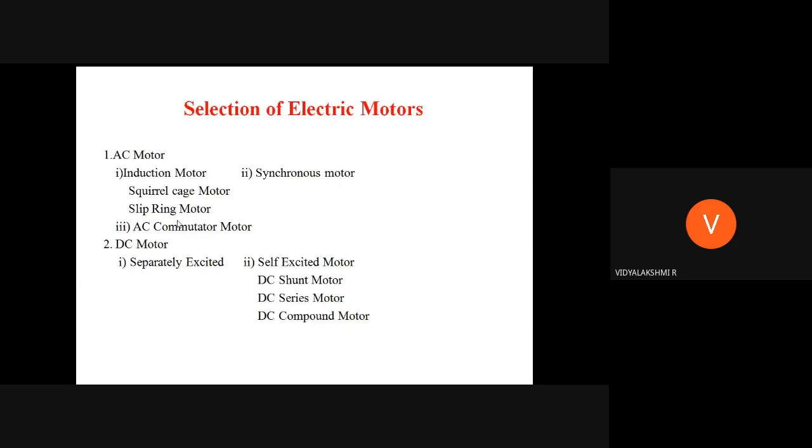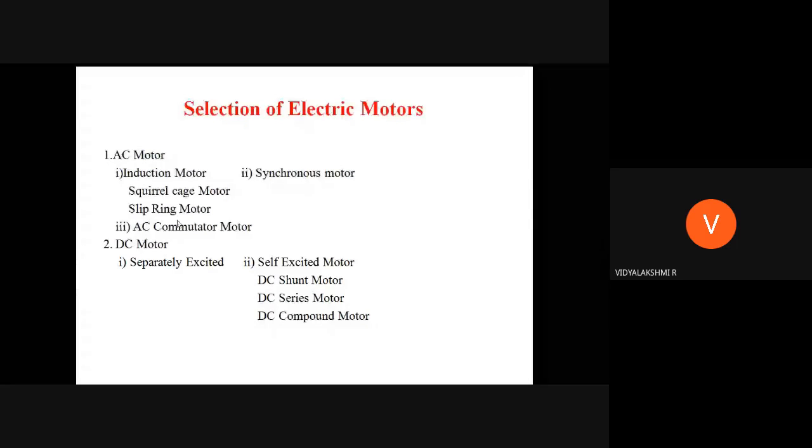The induction motor is further classified into squirrel cage induction motor and slip ring induction motor. I will go with induction motor, followed by synchronous motor. First, I will complete the induction motor and then I will move to the next one, synchronous motor.